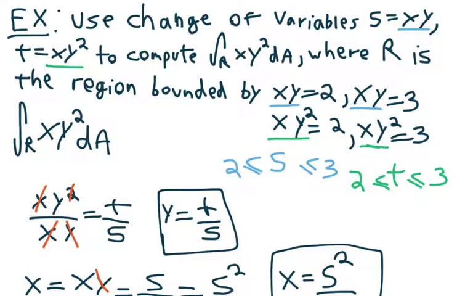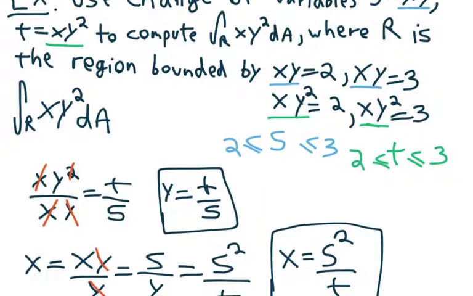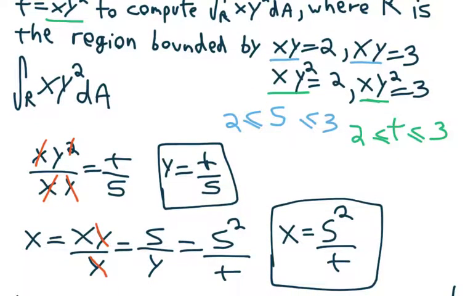Well, we know that t is equal to xy squared. So by looking at the region, we could say that t is between 2 and 3. And we know that s is equal to xy, so we could say that s is between 2 and 3 as well. Then, we want to get y as a function of t and s. If we do xy squared divided by xy, that's the same as t divided by s. The x's cancel out, one of the y's cancels out, and we're left with y is equal to t over s.